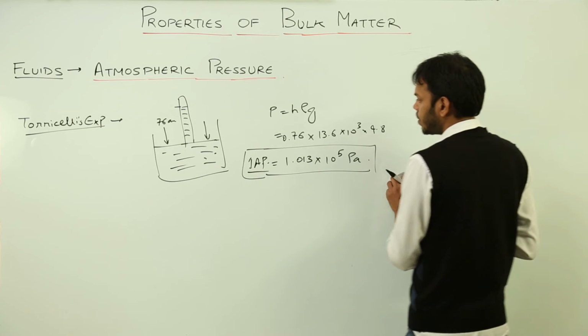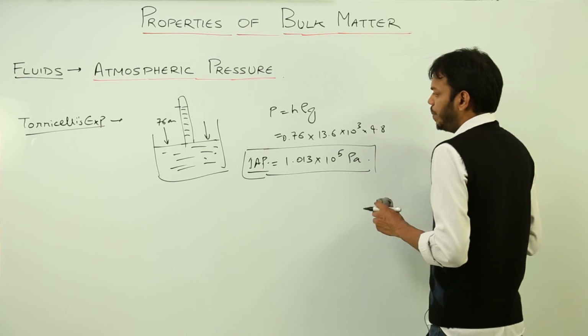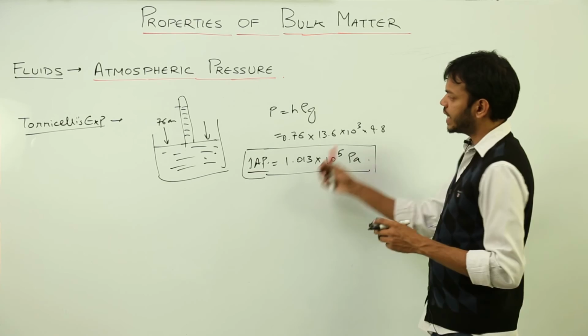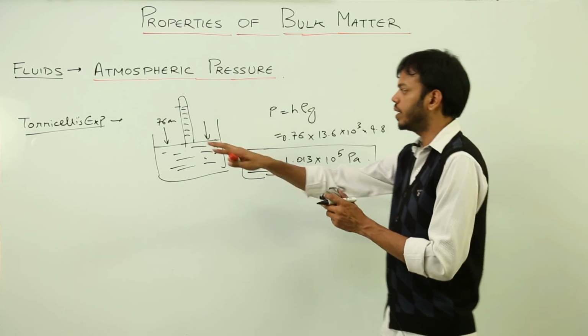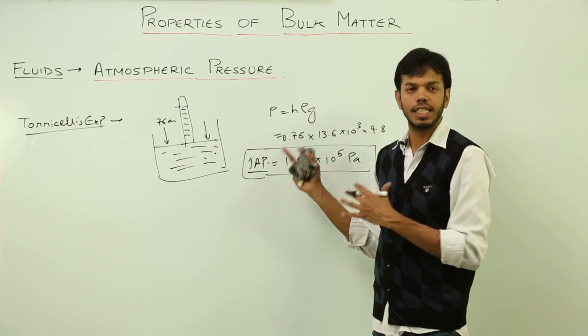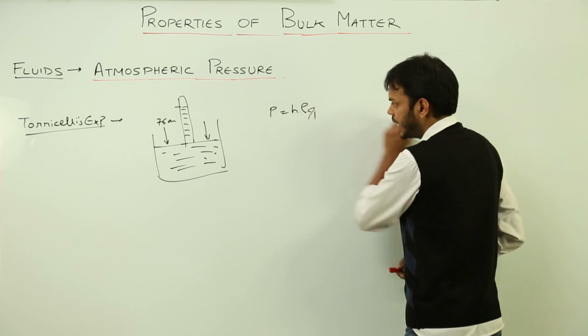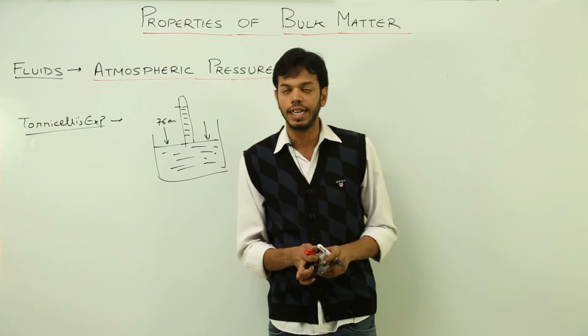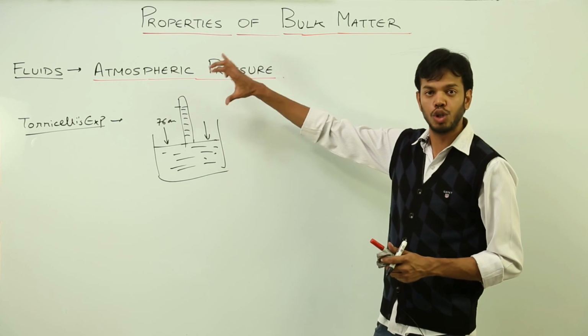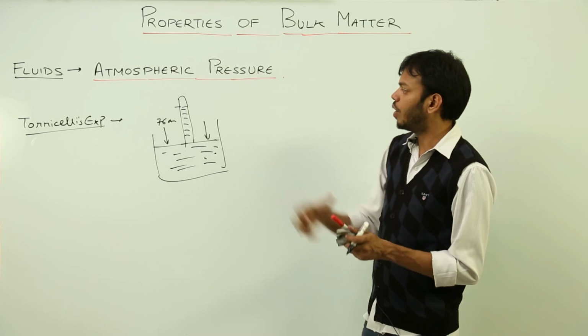Now, a very important thing: if this is the value of 1 atmospheric pressure, let's take the gist of the whole experiment. A mercury beaker was taken in which a one-meter tube filled with mercury was inverted.